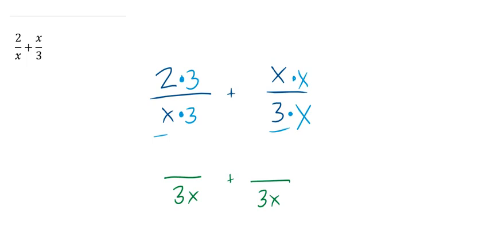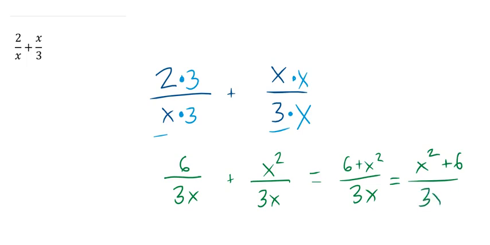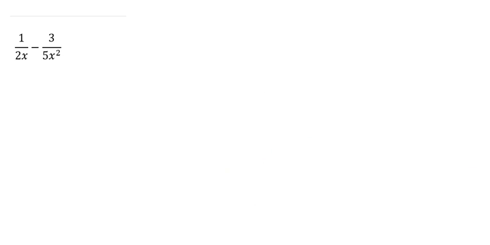The first fraction, the numerator is 6. The second one, it's x squared. So when I add them, I get 6 plus x squared over 3x. If you're someone who likes things in standard form, it's x squared plus 6 over 3x. I look what's missing in each denominator, and I put it. Maybe more practice will help.